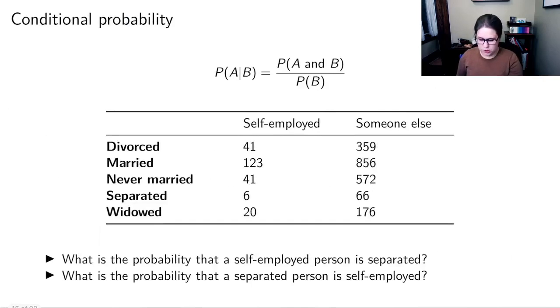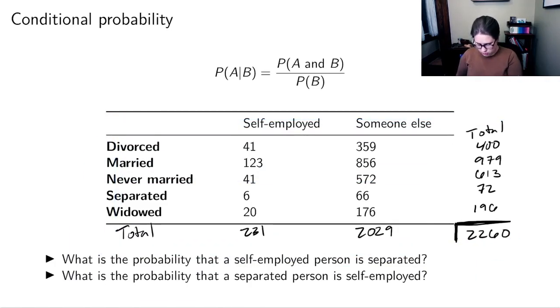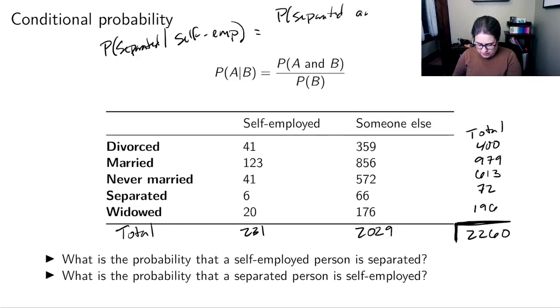So once again, we were just logicking it through, but there's also an equation way to do this. We can say that the probability of A given B is equal to the probability of A and B over the probability of B. Again, I should probably drop my totals in here. So we could think about the same questions. The probability that a self-employed person is separated, so that's separated given that they are self-employed. And so that would be the probability of being separated and self-employed over the probability of being self-employed.